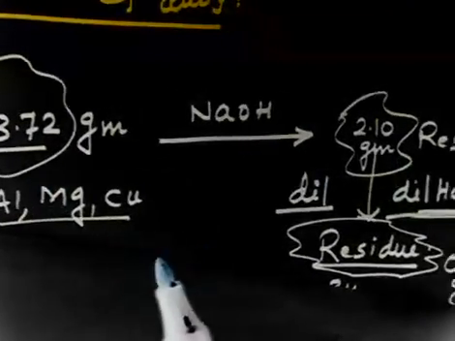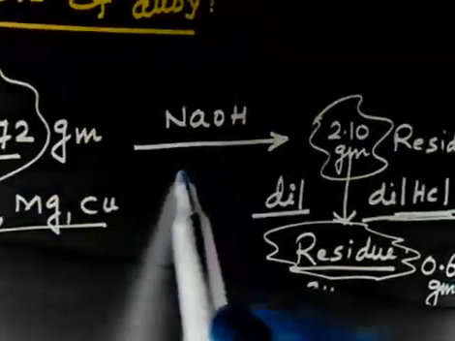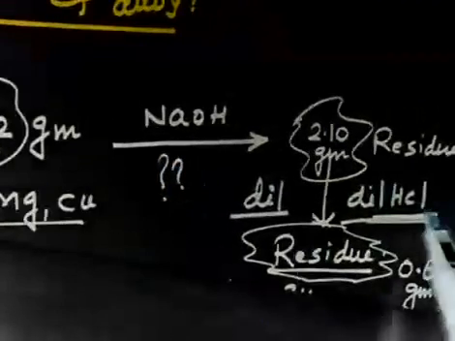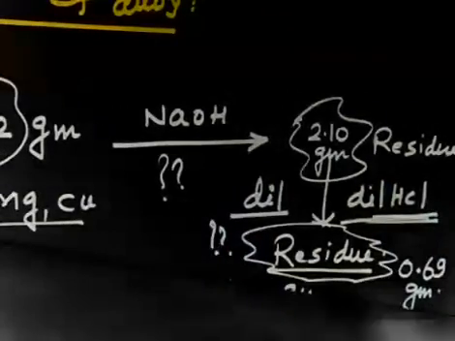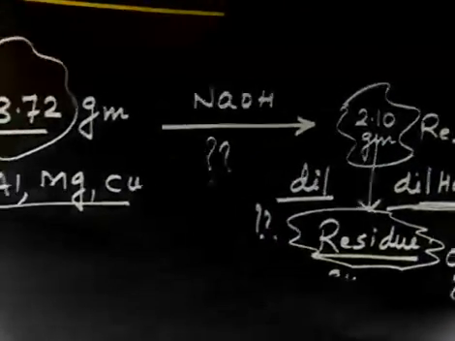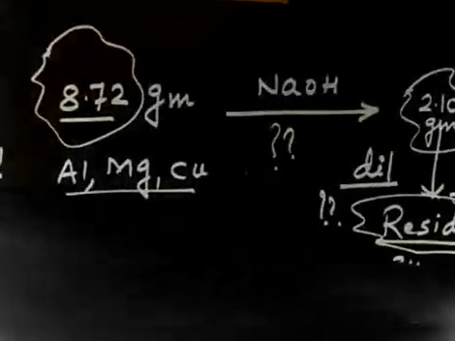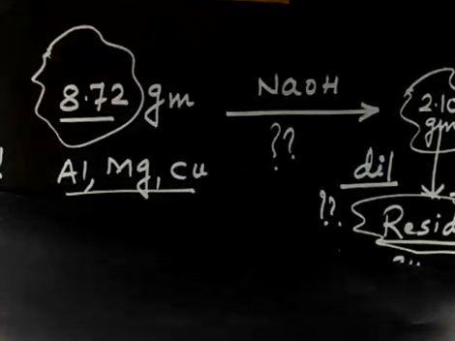Now the only thing is you have to know which metal gets dissolved in the first step and which metal gets dissolved in the second, and that is the only point in this question. So think yourself which metal will dissolve in NaOH and which metal will dissolve in dilute HCl, and then you can give the answer. I will wait for 1 minute.